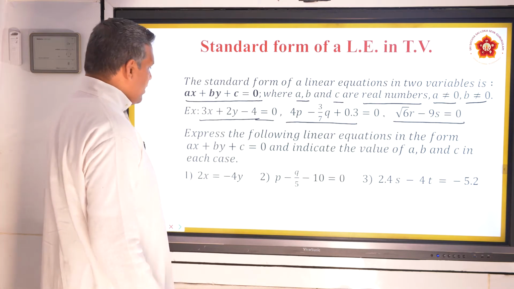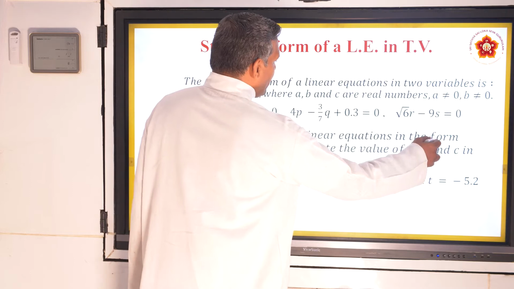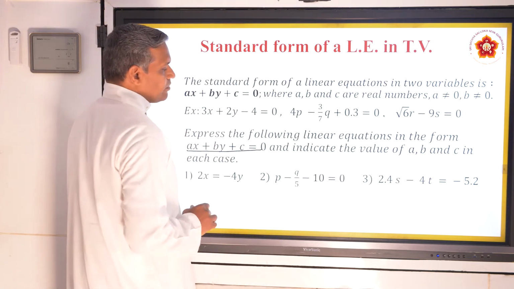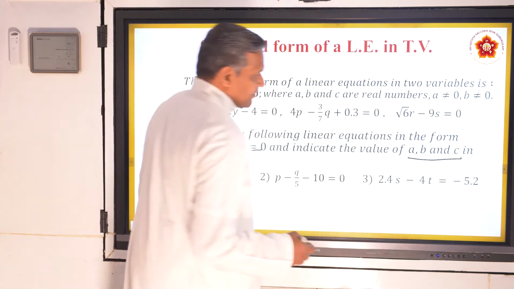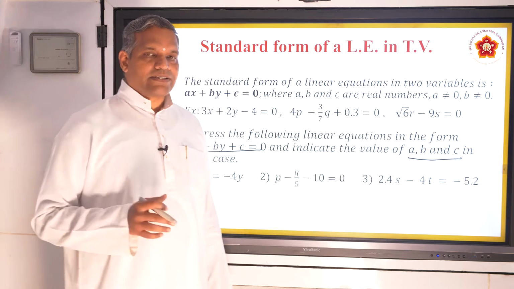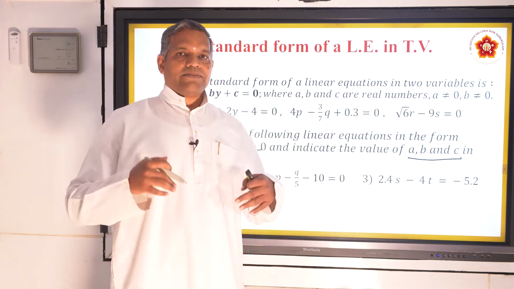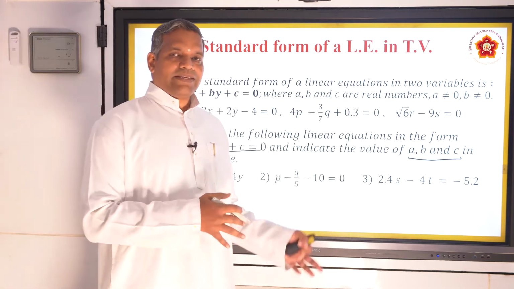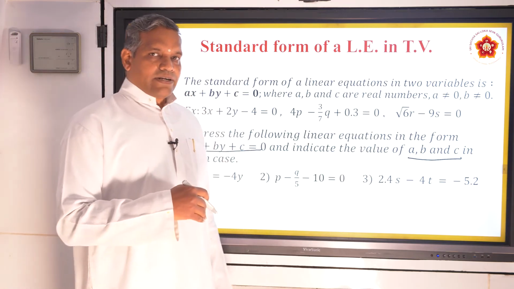So next is the first question. Express the following linear equations in the form ax plus by plus c equals 0, and indicate the values of a, b and c. Here you have to have the eye of recognizing. The moment an equation is given, how do I recognize what is a, what is b, what is c? You should be able to see that. Most probably you can see it easily, but if you find it difficult, rewind this video and see it again.